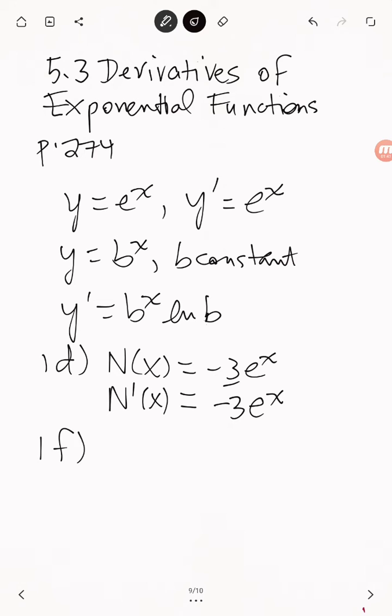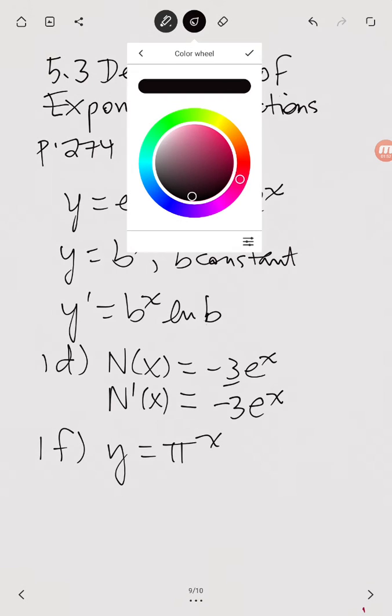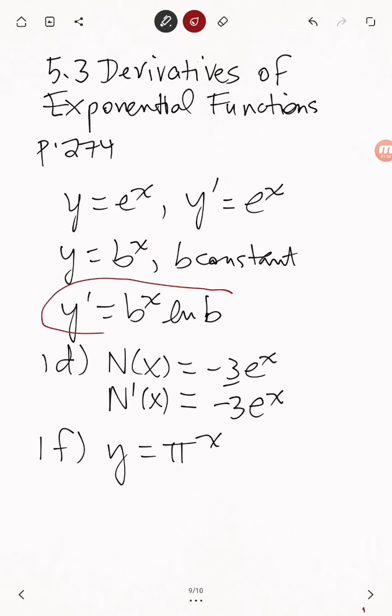Question 1f, y equals pi to the x. Now pi is a constant, so this derivative would use this formula here, because pi is just a number, so it's a constant. So the derivative y prime would be pi to the x ln pi.